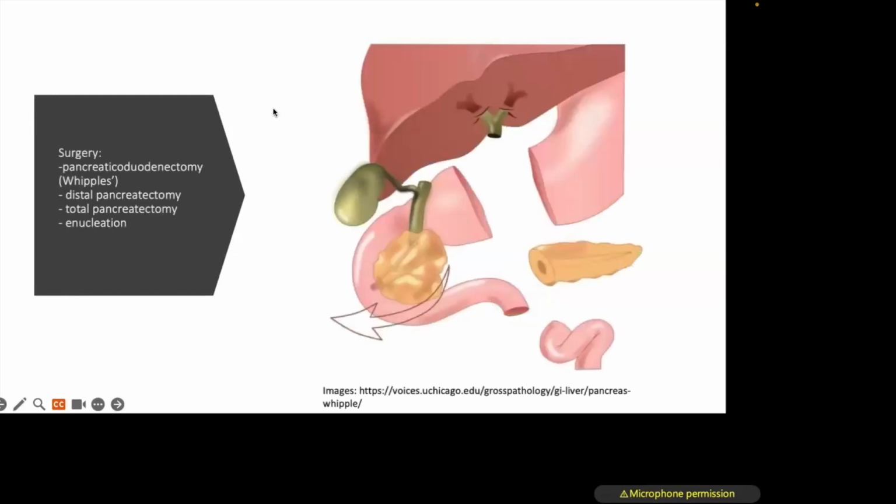This is an example of the types of surgeries that you can have. This is a Whipple's procedure, where the head of the pancreas is removed, along with part of the stomach, part of the duodenum, and the gallbladder. But there are other procedures that you can have. You can have a distal pancreatectomy, which means the tail of the pancreas is removed. A total pancreatectomy, which means all of the pancreas is removed, or enucleation, which means they scoop out the tumor.